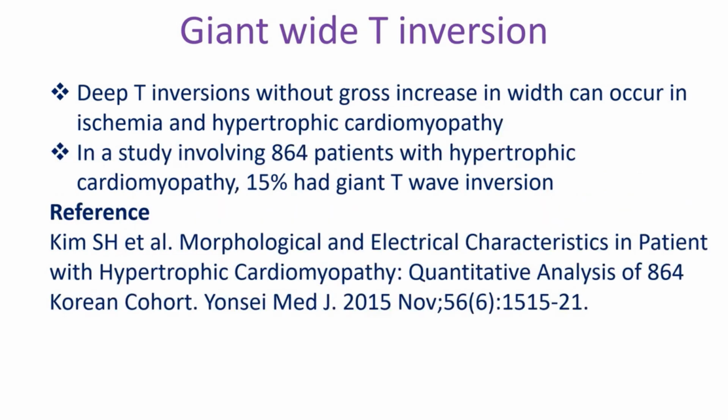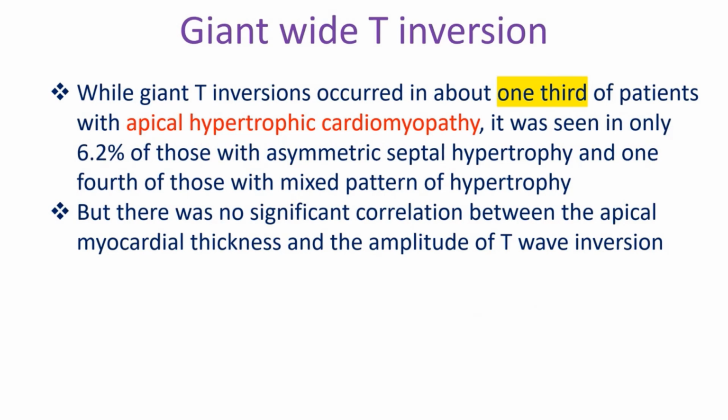Deep T inversions without gross increase in width can occur in ischemia and hypertrophic cardiomyopathy. In a study involving 864 patients with hypertrophic cardiomyopathy, 15% had giant T-wave inversion. While giant T-wave inversions occurred in about one-third of patients with apical hypertrophic cardiomyopathy, it was seen in only 6.2% of those with asymmetric septal hypertrophy and one-fourth of those with mixed pattern of hypertrophy. But there was no significant correlation between the apical myocardial thickness and the amplitude of T-wave inversion.